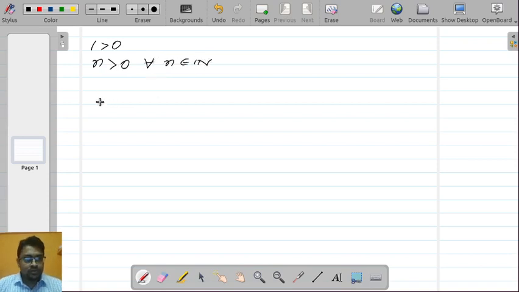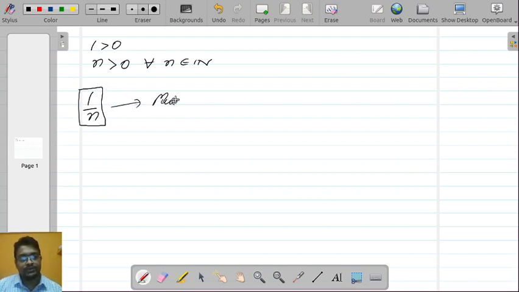Okay. So let us try to construct some other real numbers which we can say are positive. Suppose we have 1 by n where n belongs to the natural numbers. Let us check whether this 1 by n is a positive number or not. What is 1 by n? 1 by n is the multiplicative inverse, or reciprocal, of n. This is what we will try to show.